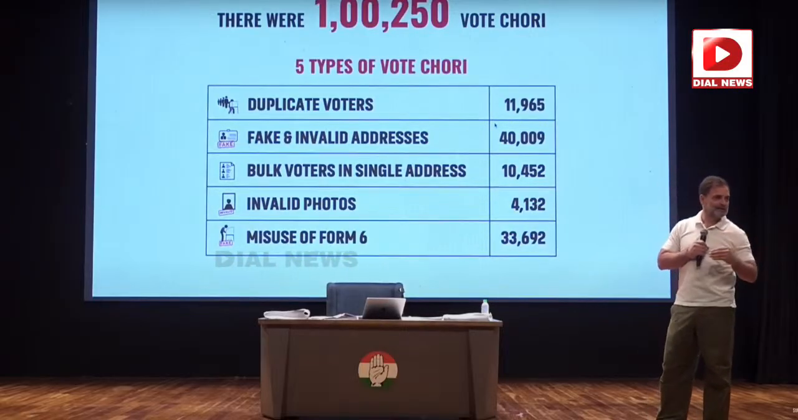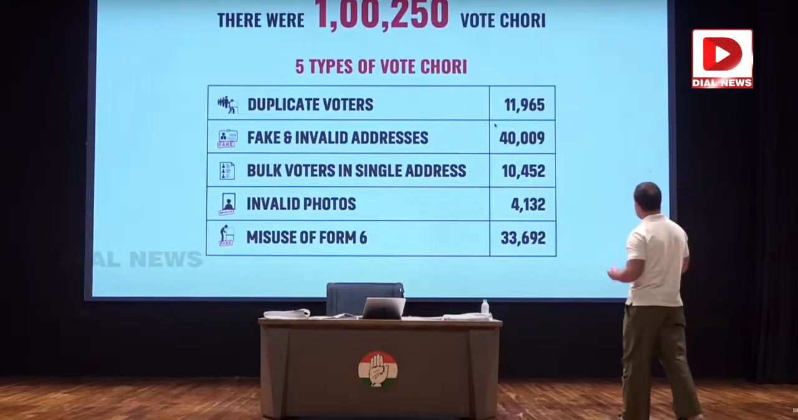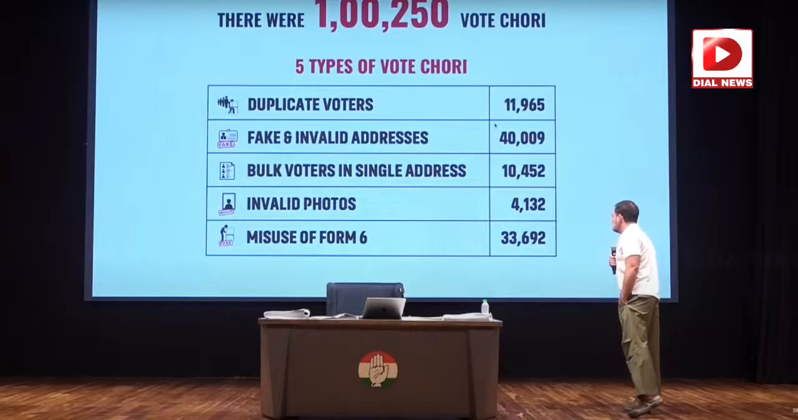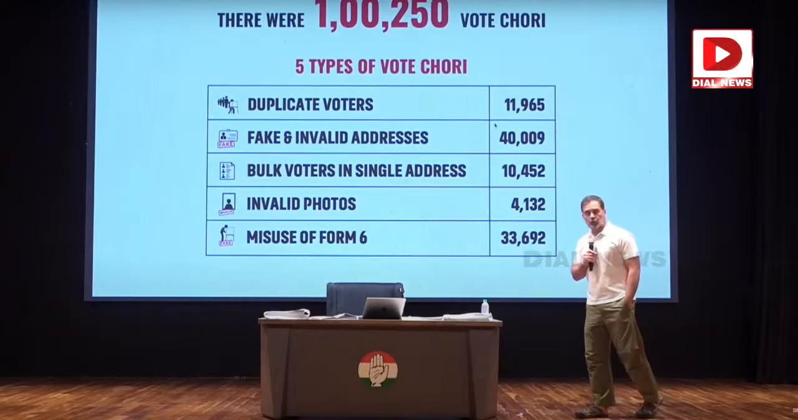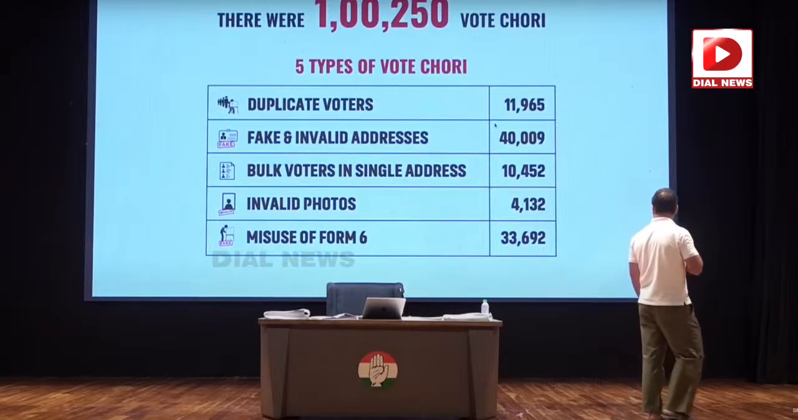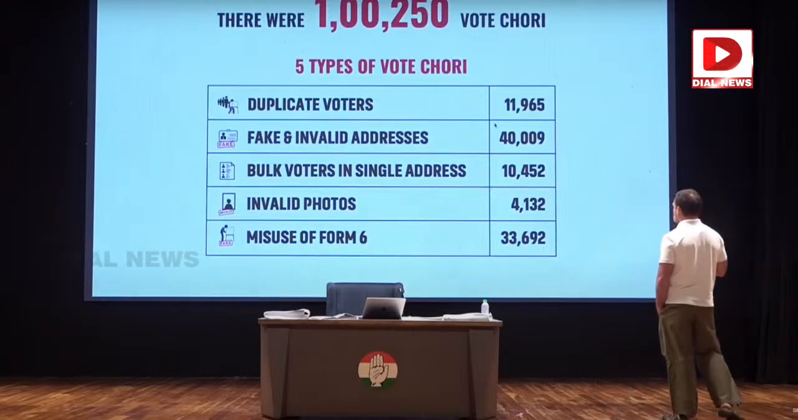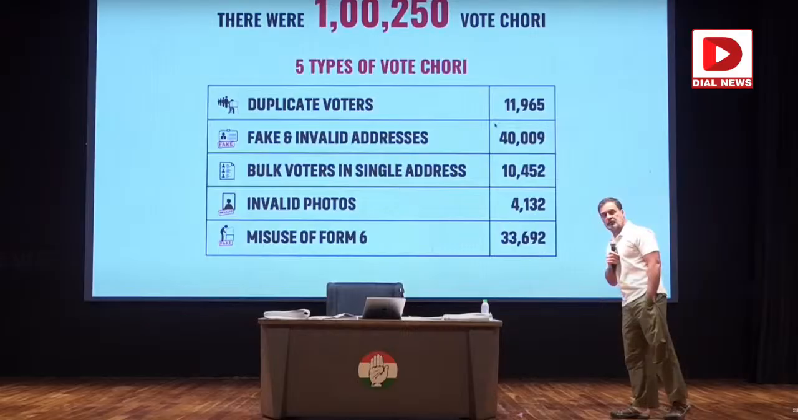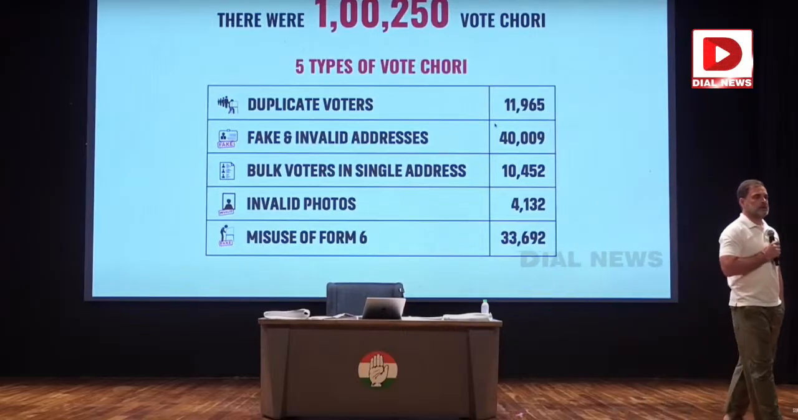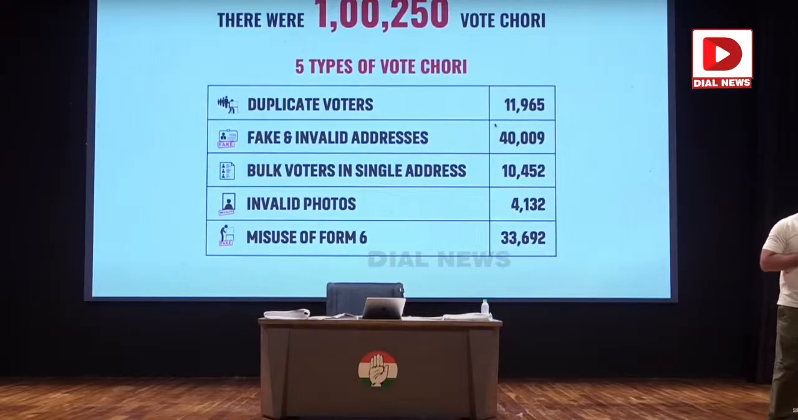Dessert, starter, right? Duplicate voter 11,965. Fake and invalid addresses 40,009. Bulk voters in single address 10,452. Invalid photos 4,132. Misuse of Form 6 33,692. The reason the Election Commission does not give us data is because this is happening across the country.